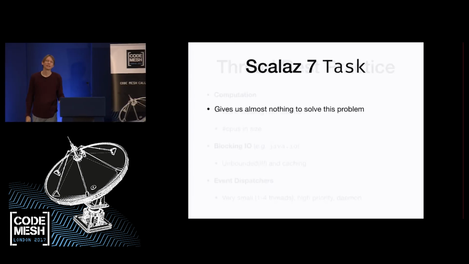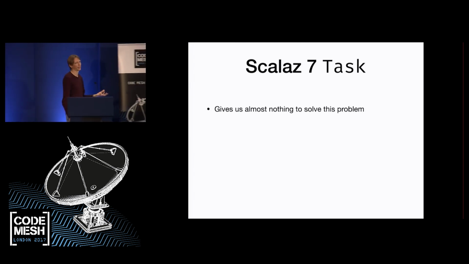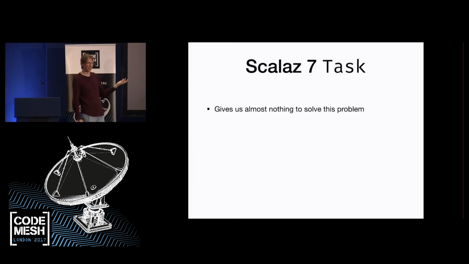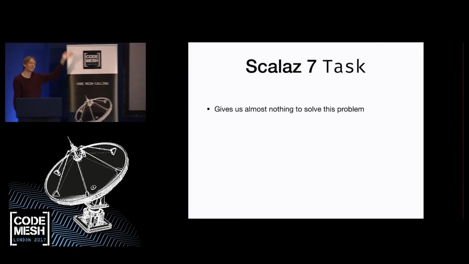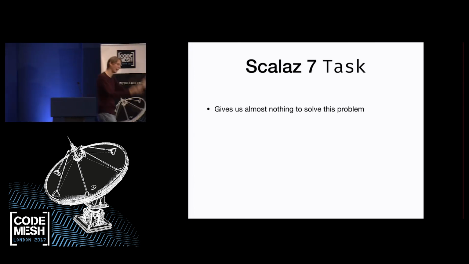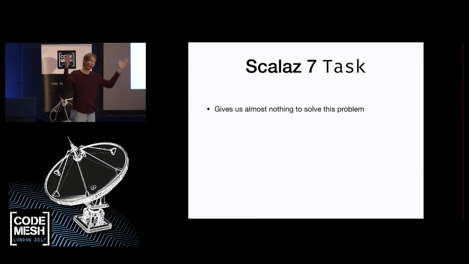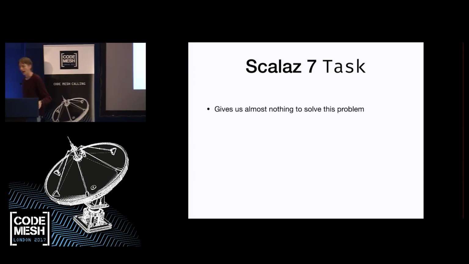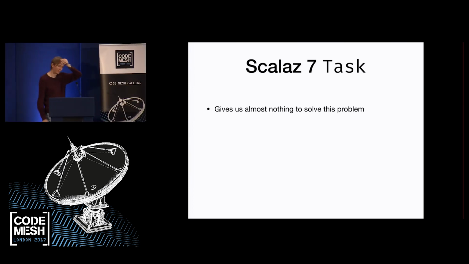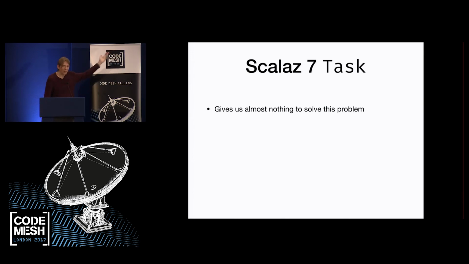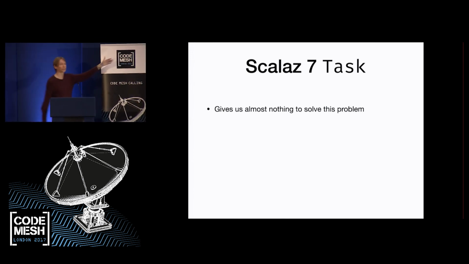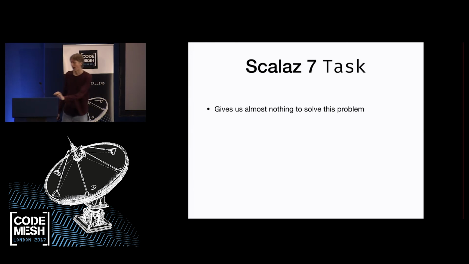The problem is that Scalaz 7 gives us basically nothing to make this easier, right? Now, this is an important thing. This is exactly why you deployed your application into production, and your throughput was like 40% of what you thought it should be. Most of the time it's thread stuff. Task doesn't help us solve it. In fact, like I said, nearly the entire Scala ecosystem has this bug.